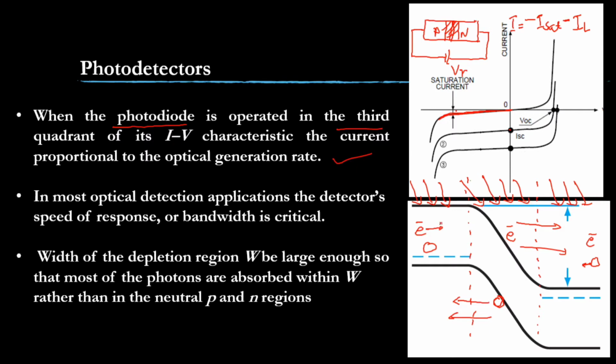Preferably all the photons should fall on the depletion region always. So the construction of photodetectors should be in a particular way, so that the exposure area is the depletion region. If the light is falling only on the depletion region, definitely what will happen?